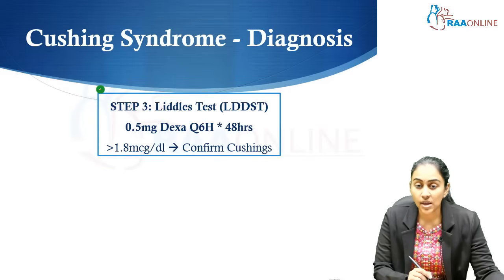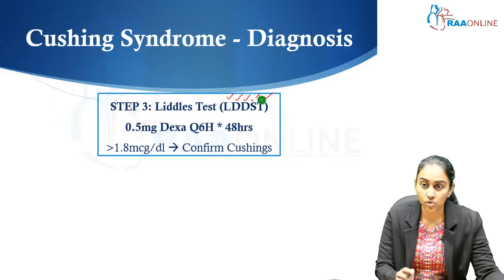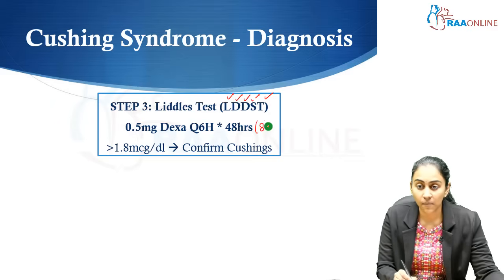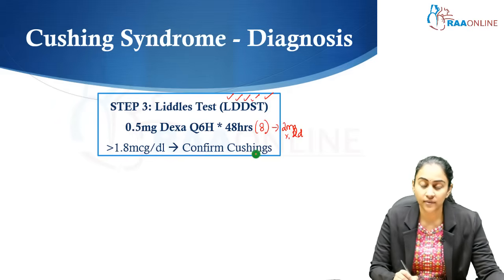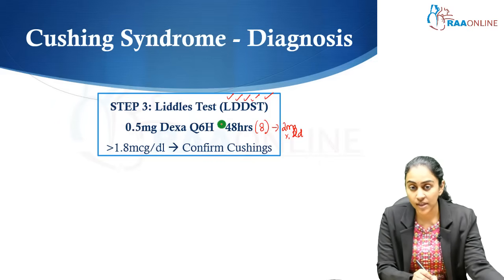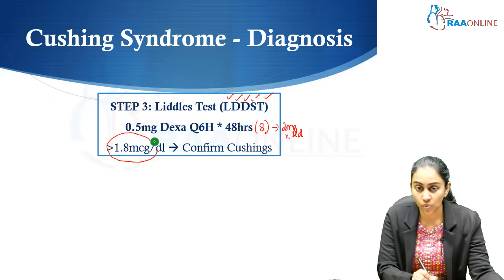Confirmation is done with something that's called the Liddle's test. What is the Liddle's test? It is the low dose dexamethasone suppression test, where we give the patient 0.5 milligrams of dexamethasone. This is given at 6-hourly intervals for 48 hours. So, totally the patient takes 8 tablets and totally 4 milligrams of dexamethasone. So, 2 milligrams into 2 days is what is being consumed, and at the end of 2 days, the next morning, if we do an 8 AM cortisol on the patient and if the 8 AM cortisol is not suppressed, if it is more than 1.8 microgram per deciliter, then we confirm Cushing's.